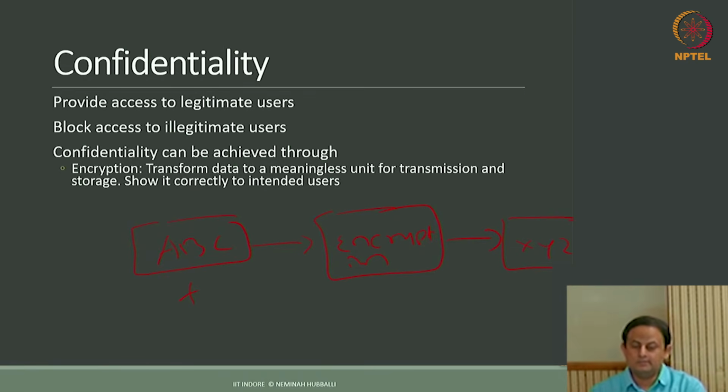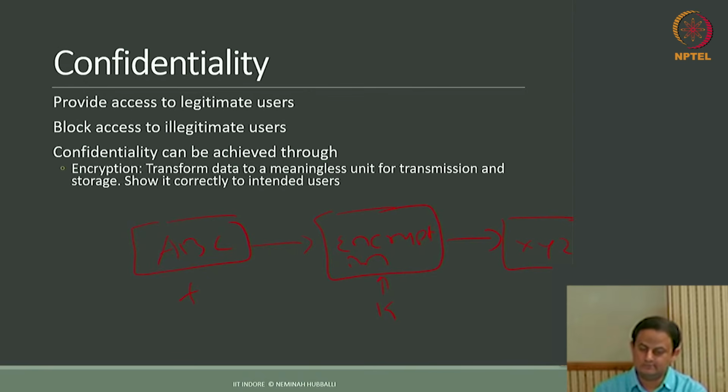So ABC is useful information. When I do the encryption, of course, maybe you can also supply a key. Let's call that a key. So taking this key K as input and the ABC, which is the data, as input, it generates some output that is XYZ. So this XYZ, if somebody reads that data, it is not meaningful.